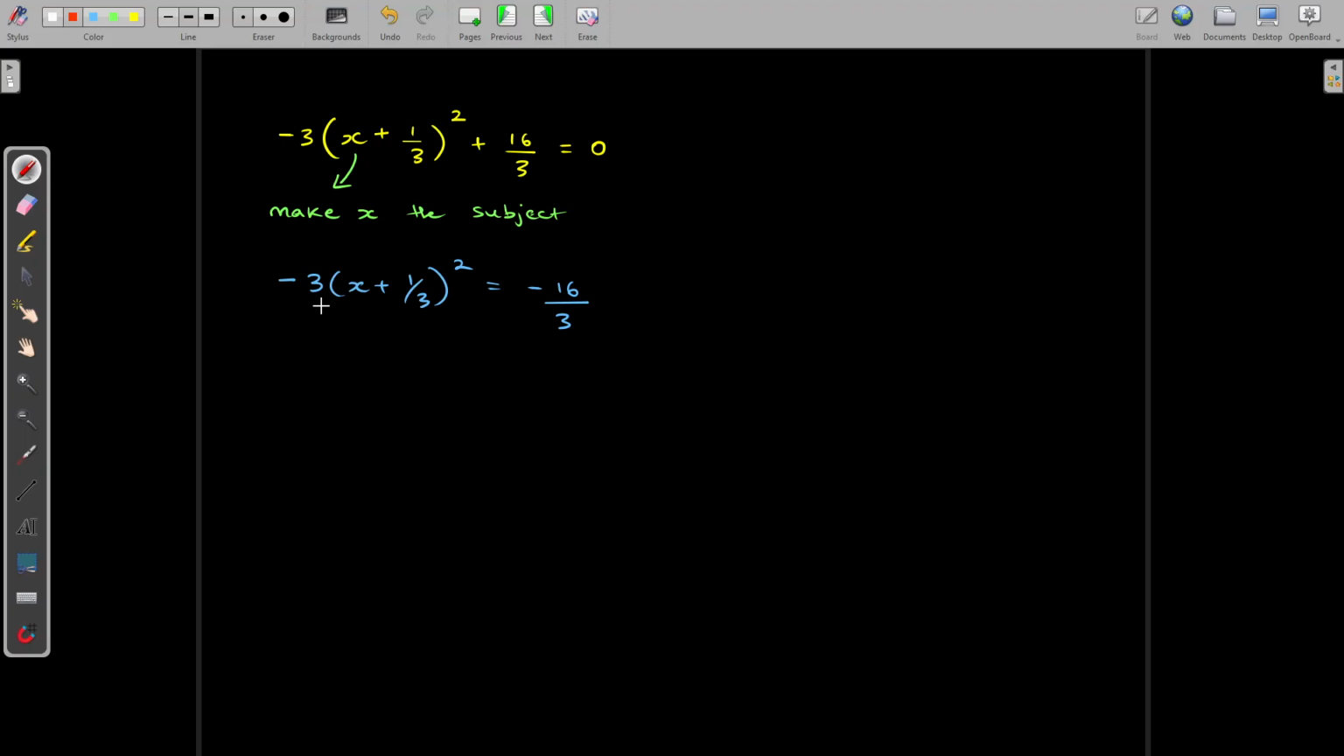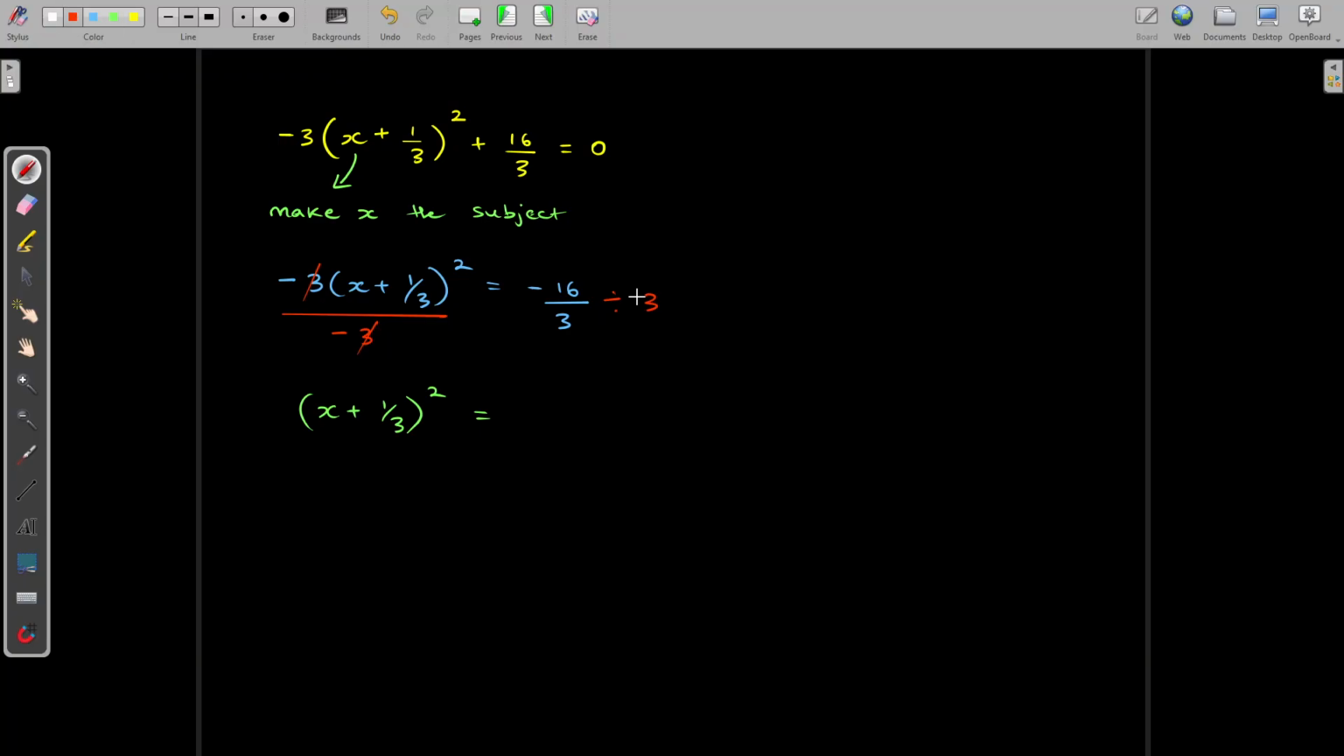The negative 3 here is multiplying, so we'd have to divide by negative 3. And we have to divide over here as well. So the negative 3 will cancel. And on the left hand side, we're left with x plus 1 over 3 all squared is equal to.